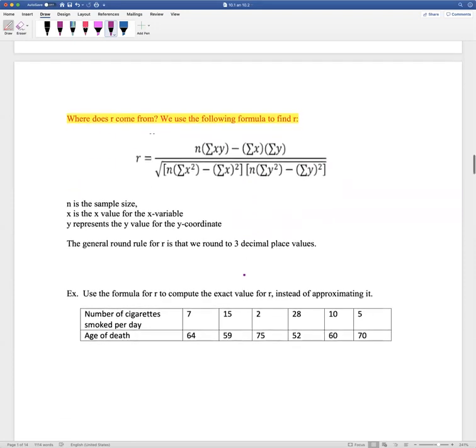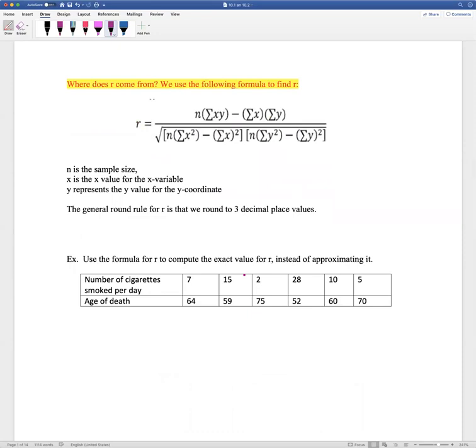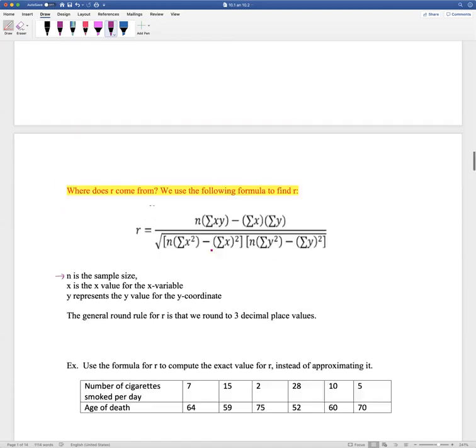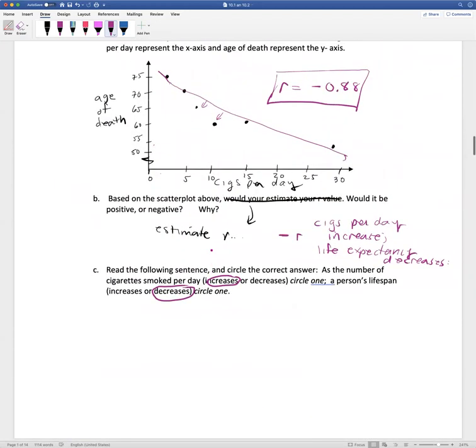So let's do this. Let's read over the formula, and the formula says that R, Pearson's moment correlation coefficient, is equal to N times sum of xy minus sum of x times sum of y. Now let's make sure we know what these N's, x's, and y's stand for. Well, N is your sample size. How many ordered pairs do we have? In the example of the cigarettes that we just did, if you want to figure out how many ordered pairs you have, you just count how many dots are on the line. So we have 1, 2, 3, 4, 5, 6.